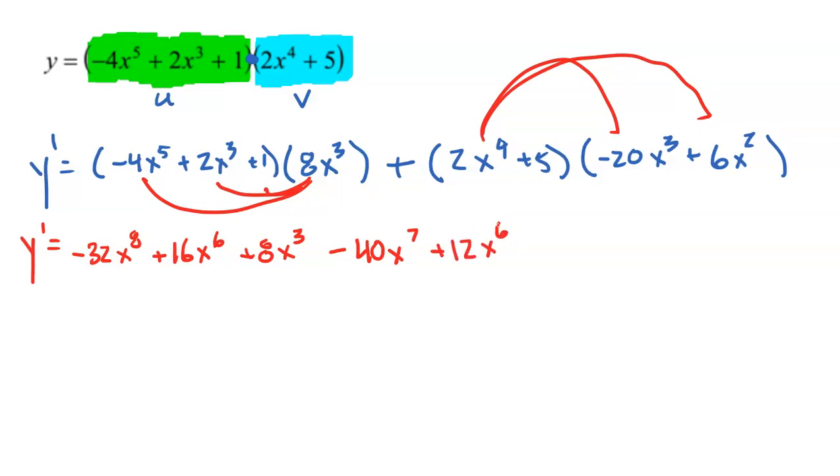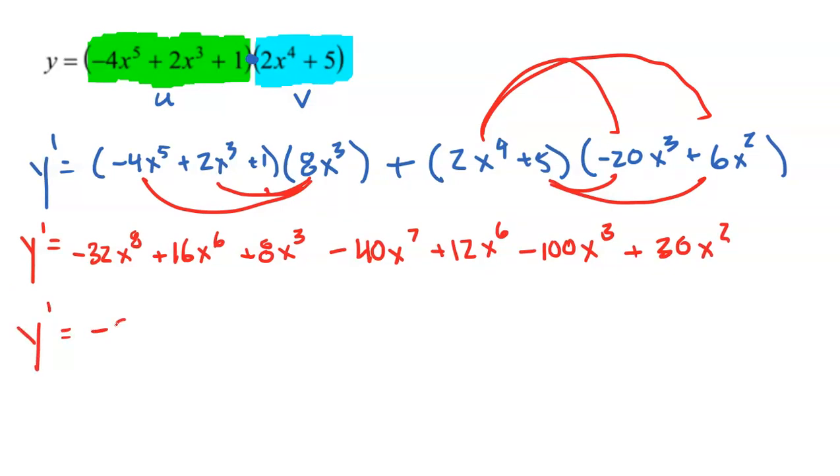I'm going slow because I'm checking my own math in my head, which is what you should be doing too. Negative 100x cubed and 30x squared. All right, combining any and all like terms. Let's see, I got a negative 32x to the 8th. The 16 and the 12 could combine, but first I have the negative 40x to the 7th. Now let me combine that 16, that 12 makes it 28x to the 6th.